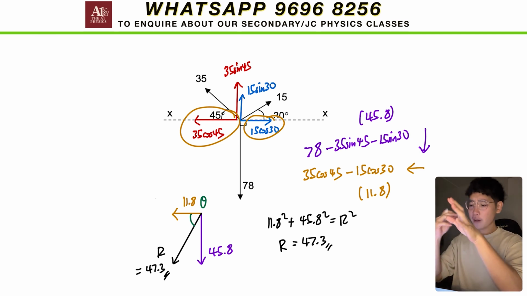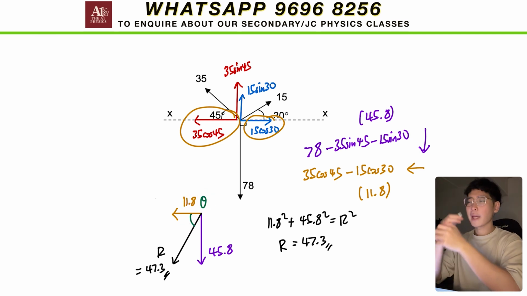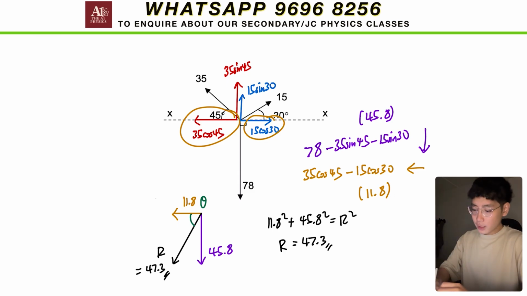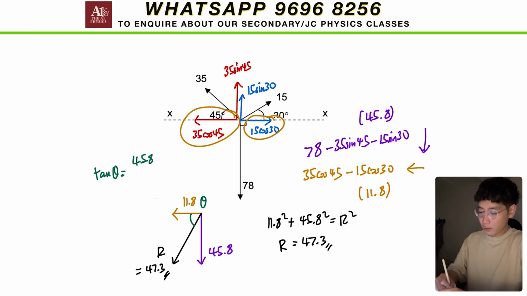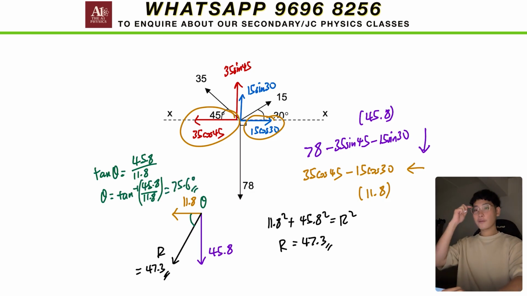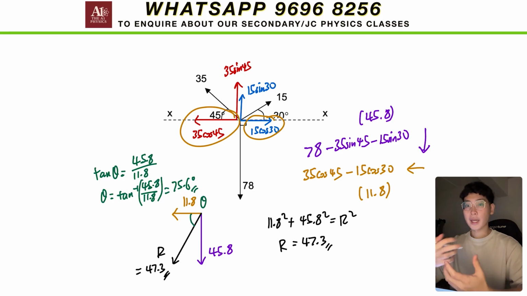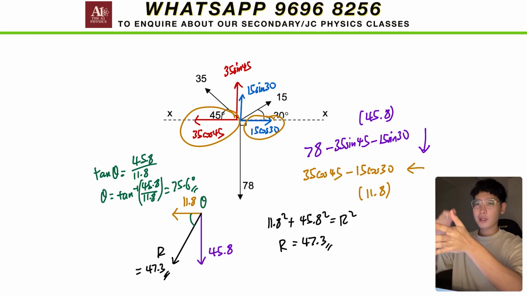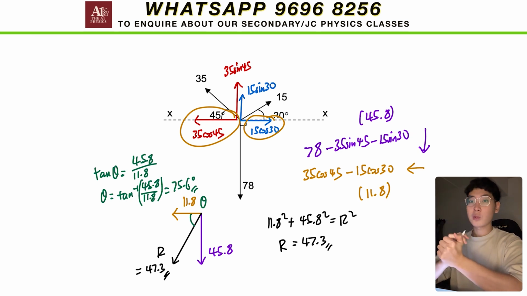So now let's try to find the value of this angle over here, the angle that r makes to the horizontal. Over here we'll take tan theta equals opposite over adjacent, so it will be 45.8 over 11.8. So theta equals tan inverse of the whole thing, which will give us 75.6 degrees. So that's how we use basic trigo to find the angle. That's the full guide to the first chapter of JC1, and really the most important part for this chapter, especially for the next few chapters, is to learn how to resolve your forces.